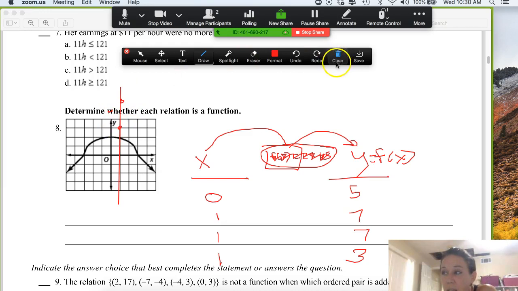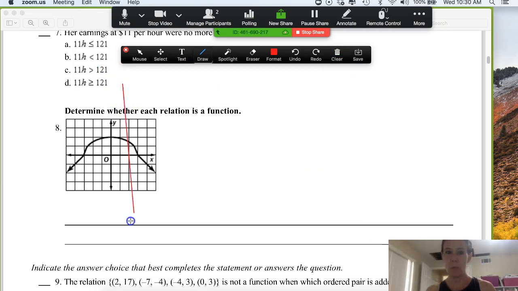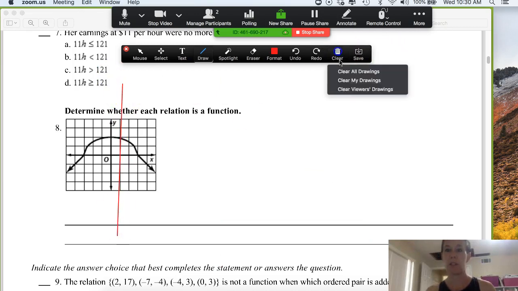So the vertical line test works to check to see if that x value gives out 2 different y values. So just do the vertical line test. If you only hit once anywhere on the graph, then you are a function. If your graph went like this, let me see, try again.